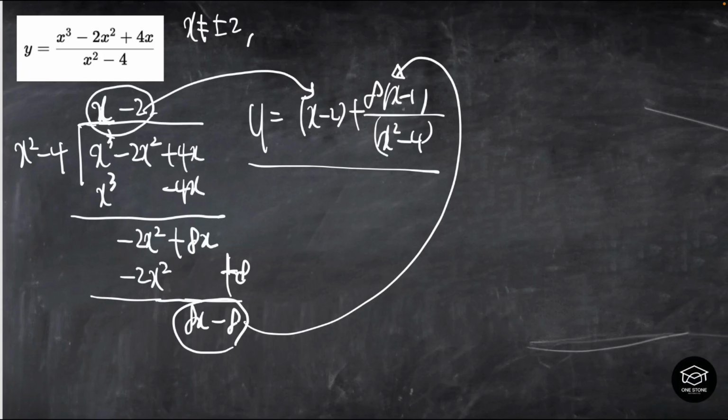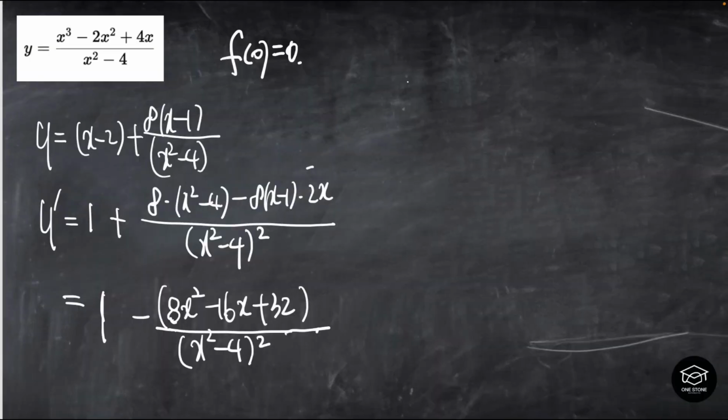Now, the intercepts. Let's find the y-intercept by plugging in x equals 0. F of 0 equals 0, so the graph passes through the origin. Next, the asymptotes. There are vertical asymptotes where the denominator equals 0. That happens at x equals -2 and x equals 2.